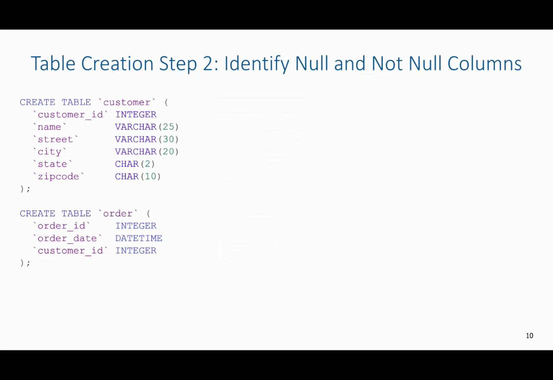For step 2, we are going to now identify the null and not null columns, the columns that for sure have to have values. So essentially all of these need to have values. For sure, the primary key columns are going to need to have values.